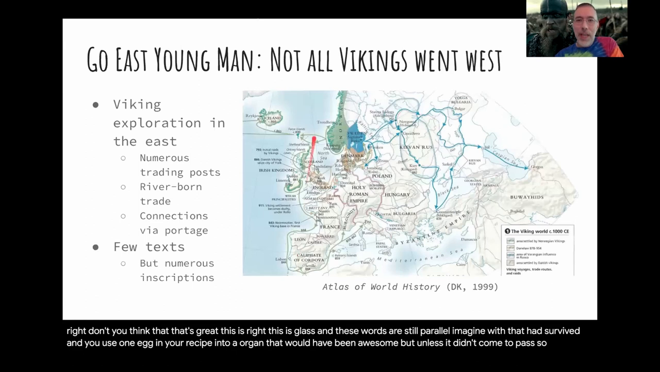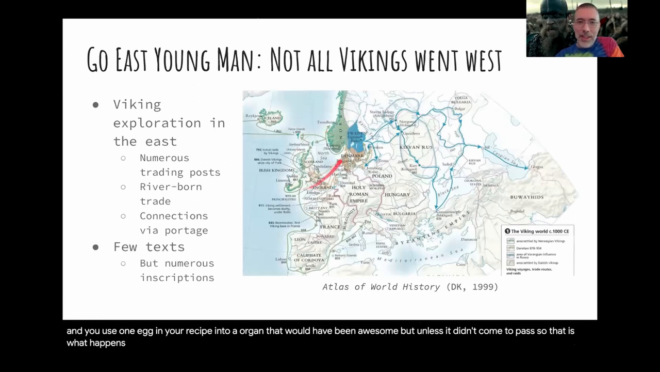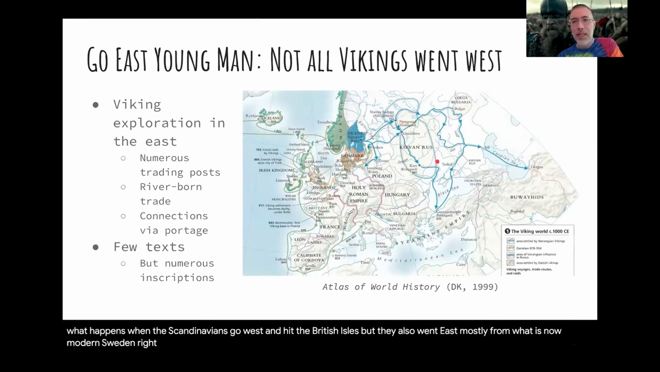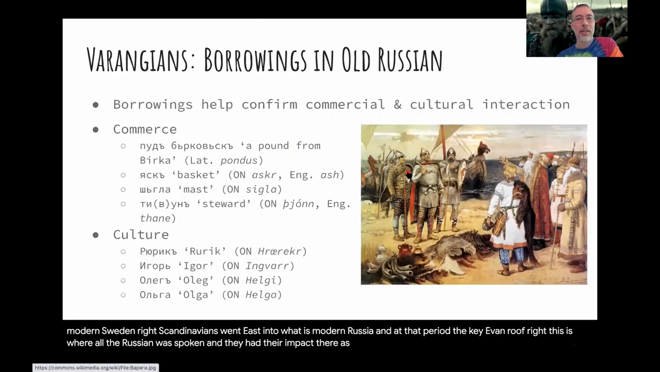So that is what happens when the Scandinavians go west and hit the British Isles, but they also went east, mostly from what is now modern Sweden, right? Scandinavians went east into what is modern Russia. At that period, the Kievan Rus, right? This is where Old Russian was spoken, and they had their impact there as well, right?